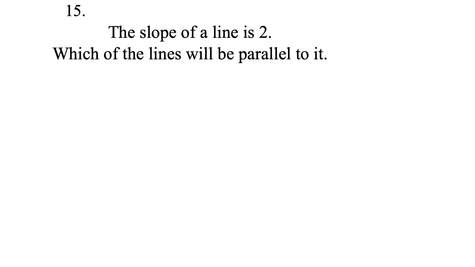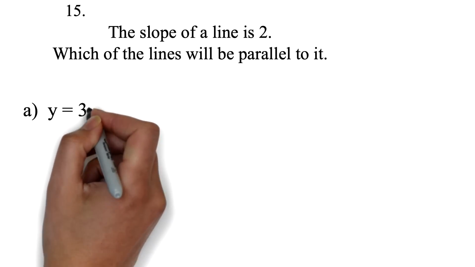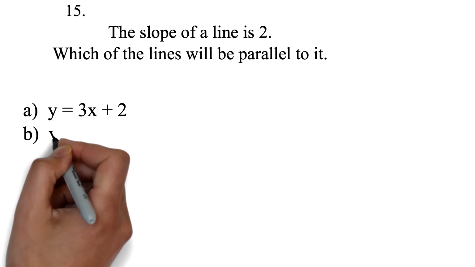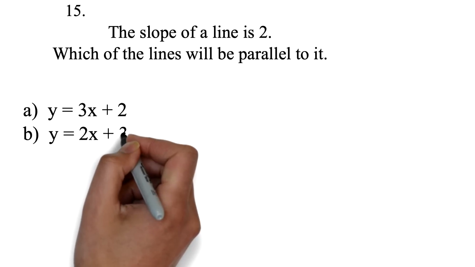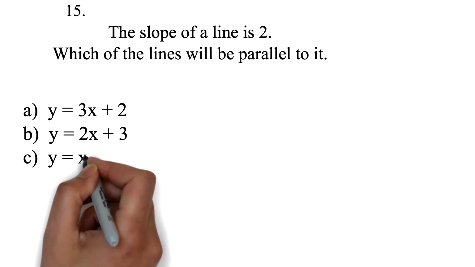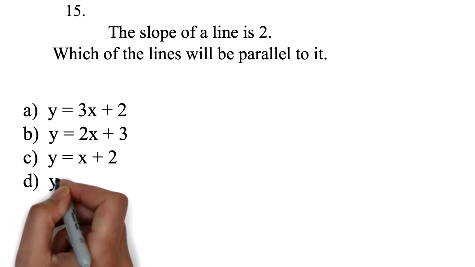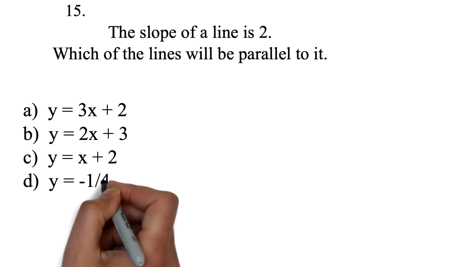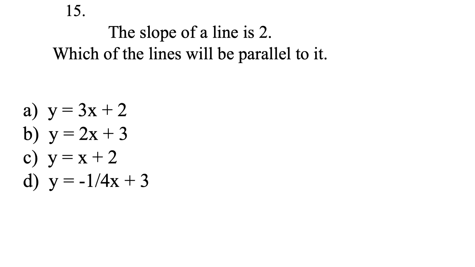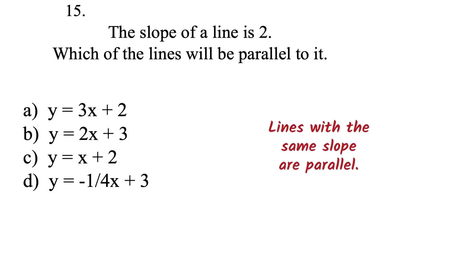Question 15. The slope of a line is 2. Which of the lines will be parallel to it? A. Y equals 3x plus 2. B. Y equals 2x plus 3. C. Y equals x plus 2. D. Y equals negative 1 over 4x plus 3. Lines with the same slope are parallel.